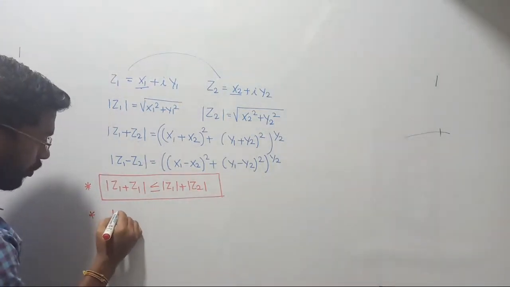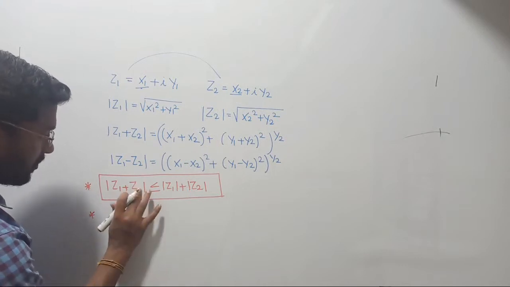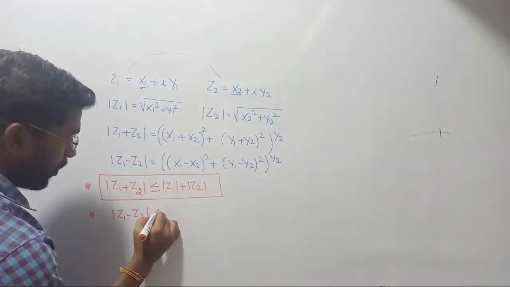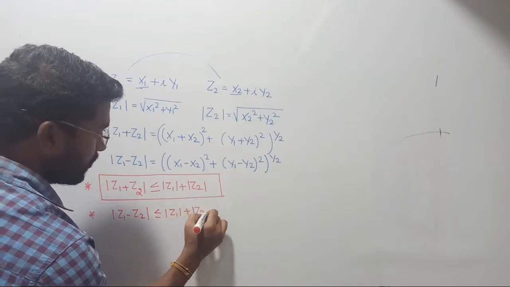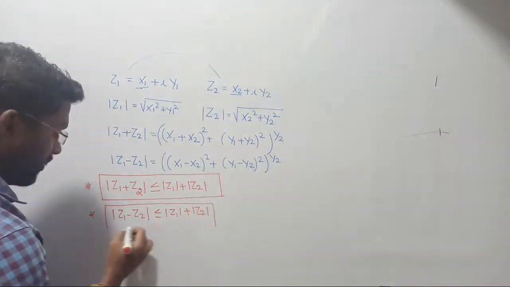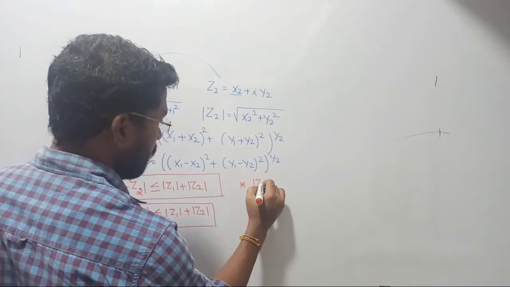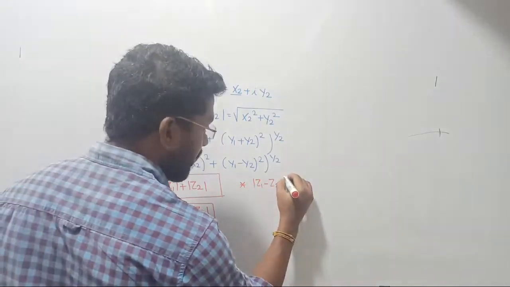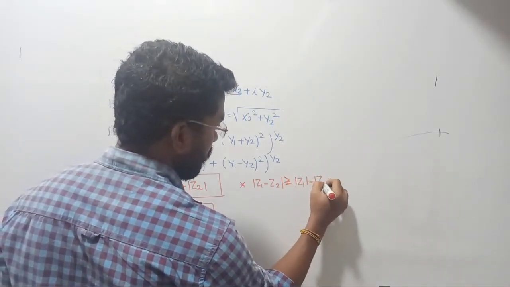Second, if I do the same thing, mod of z1 minus z2, sorry, also going to be what? It is also less than or equal to mod of z1 plus mod of z2 only. That is the second observation. Let's write the third observation. The next observation is that mod of z1 minus z2 should be greater than or equal to mod of z1 minus mod of z2.